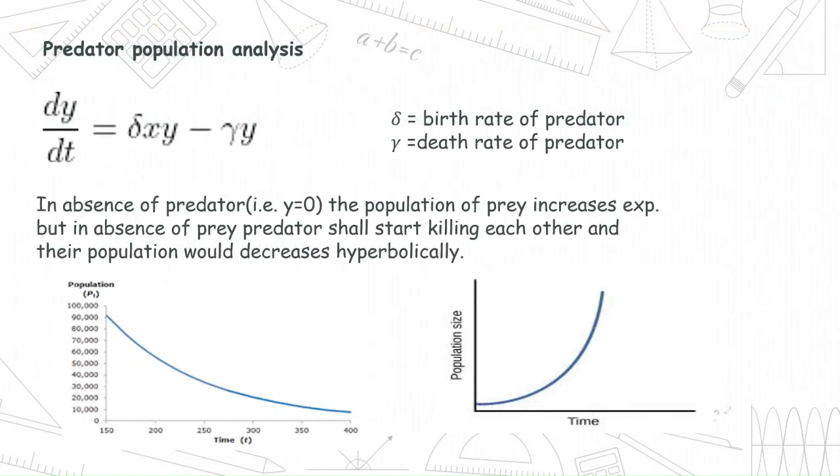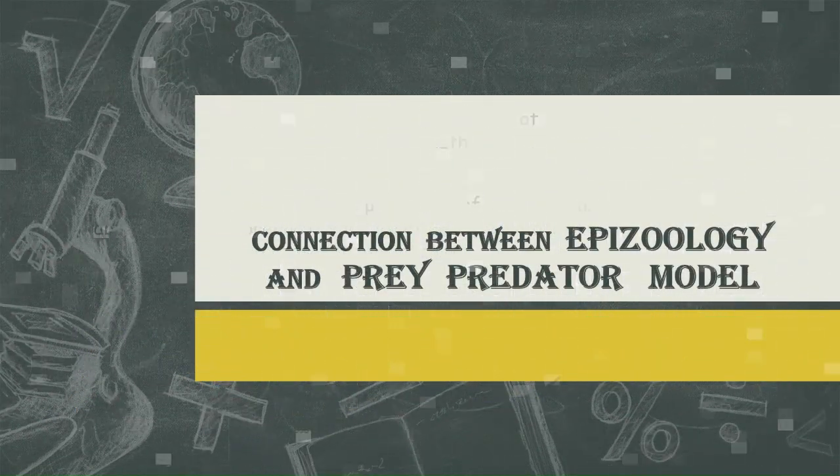We can observe that in the prey population equation, if the population of predator is 0, then the population of prey would increase exponentially until and unless the availability of nutrition is taken into consideration. But if suddenly prey go extinct, the predator population would decrease hypothetically and even go extinct.